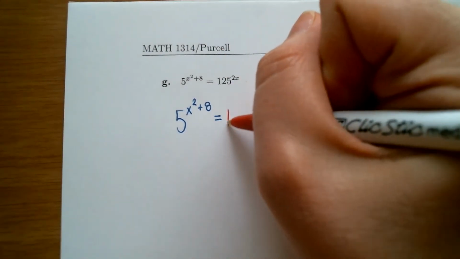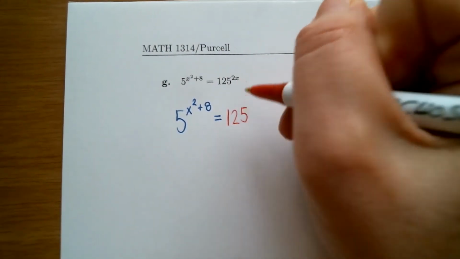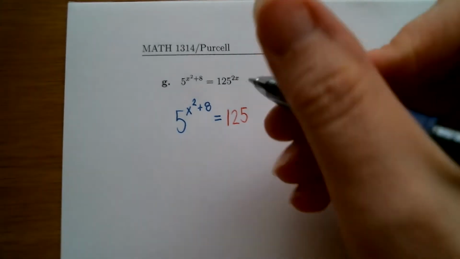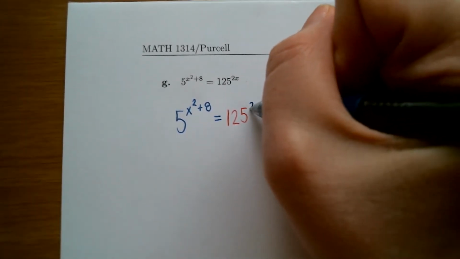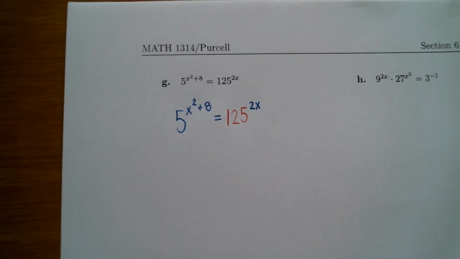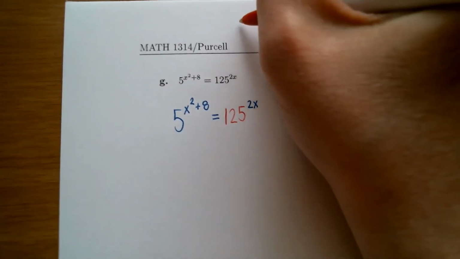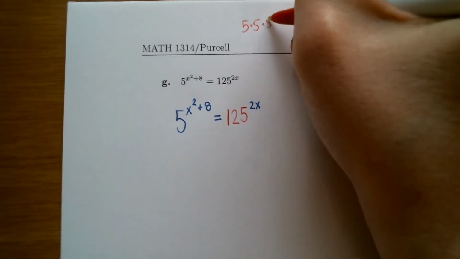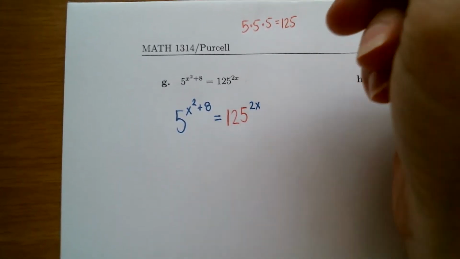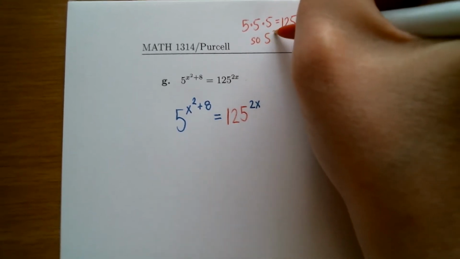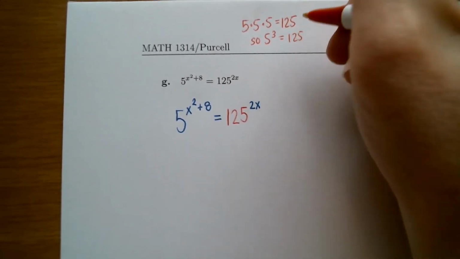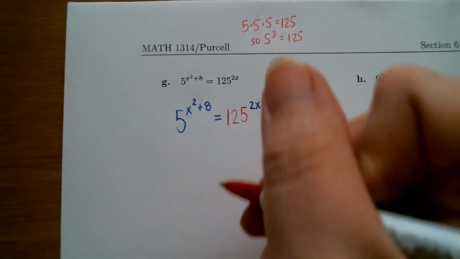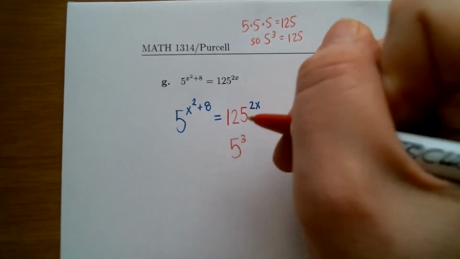Remember, what is in red will stay the same. Okay, so the original equation on the right, we have 125 raised to the 2x power. And I'm going to try to rewrite 125 as a power of 5. Okay, so 5 times 5 is 25. Times 5 gives you 125. So 5 to the third power gives you 125. So 125 is the same thing as 5 to the third.